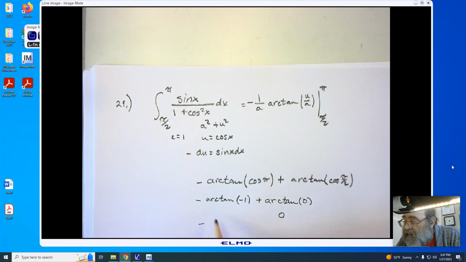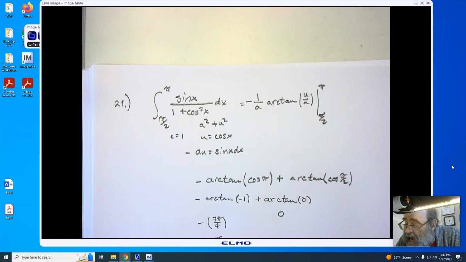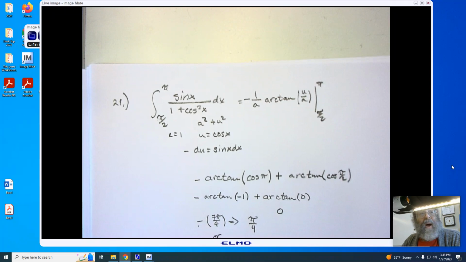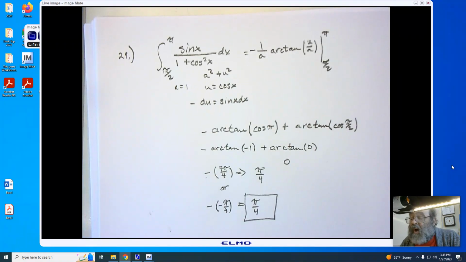So I have the choice. I am looking at the 7 pi over 4, or I am looking at negative of negative pi over 4. Now you'll notice this is now my counterclockwise rotation, and this is pi over 4, and that is what I get here. So pi over 4 is my answer to number 29.